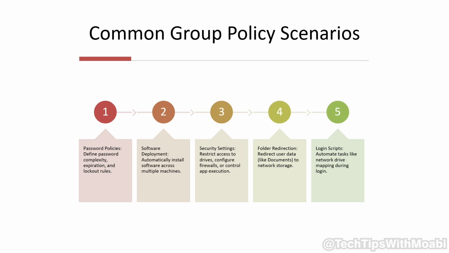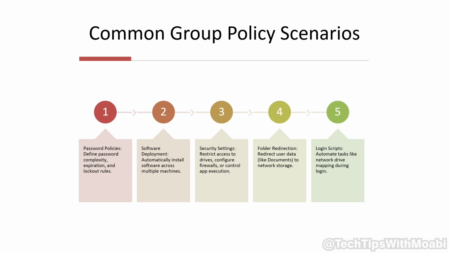Now, moving on to the third scenario, which is the security settings, you can restrict access to drives, configure firewalls, or control app execution. So we can create a group policy object in which we can allow or deny access to drives for our clients. We can also choose the firewall settings for our clients, and also control the app execution, so that means we can allow certain software to run automatically for our clients, or we can deny access to those applications.